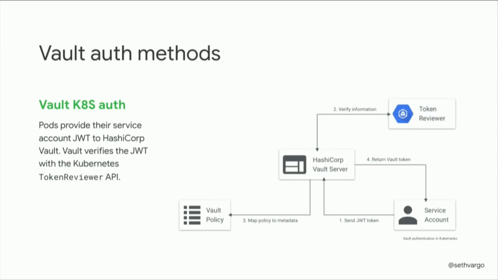In the case of Kubernetes, we actually use the pod service account, specifically the JWT token for that service account, and the token reviewer API. So we configure Vault to have permissions to talk to the token reviewer API. A pod launches, grabs its service account from the file system usually, posts that service account JWT token to Vault. Vault verifies the identity of that pod as well as its namespace in the service account with the token reviewer API. Assuming that's successful, that is then mapped to policy.